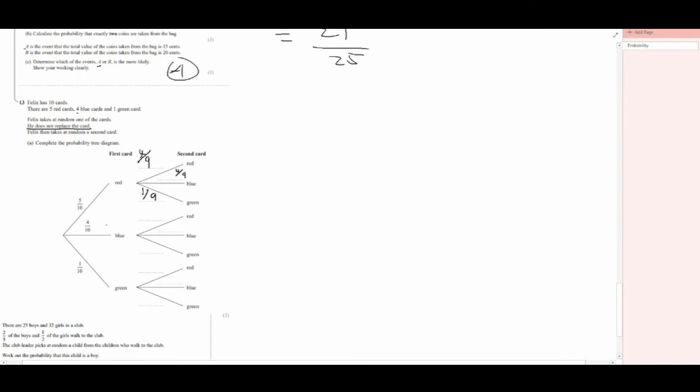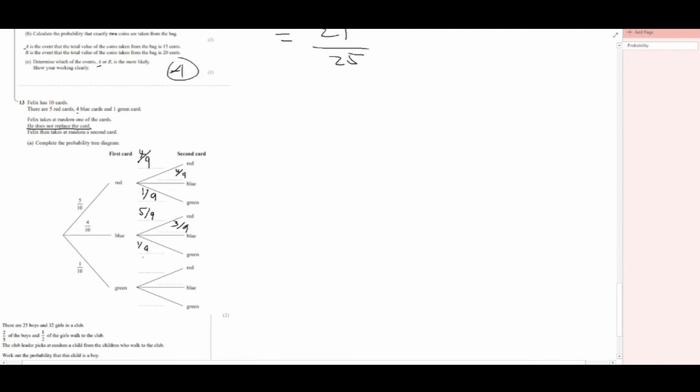Next up, we've gone on the blue path, 4 out of 10. Number of red is unchanged, 5 out of 9. Blue, we removed 1 blue, and we removed 1 from the total. So this becomes 3 out of 9. I prefer to keep it as 3 out of 9 to keep it all out of 9 consistently throughout the tree diagram. And then green is unchanged, 1 out of 10. Instead of 10, it's not 10, it is, in fact, 9 still.